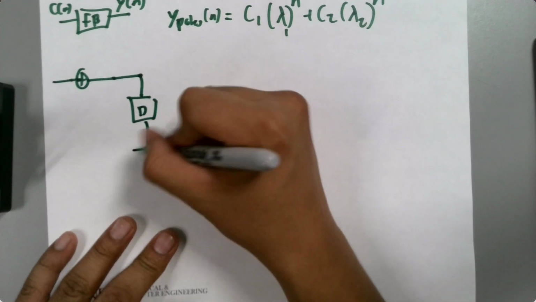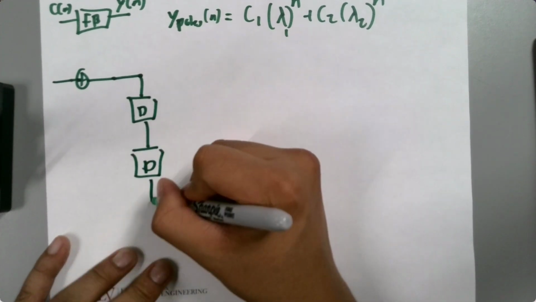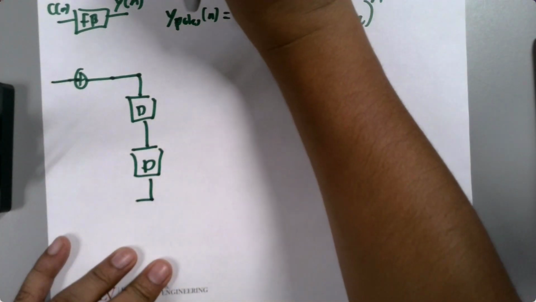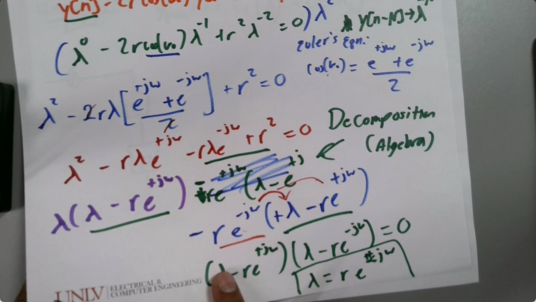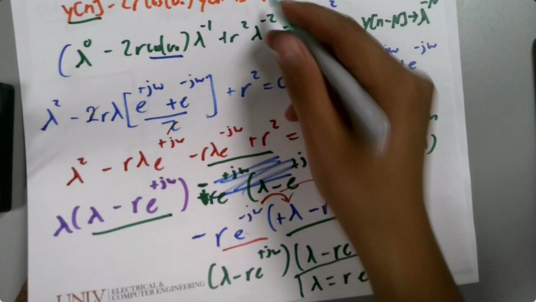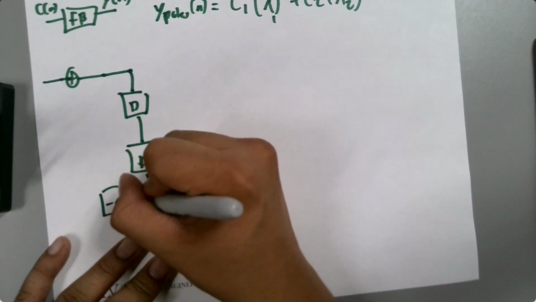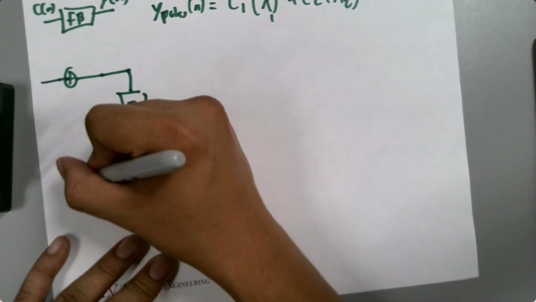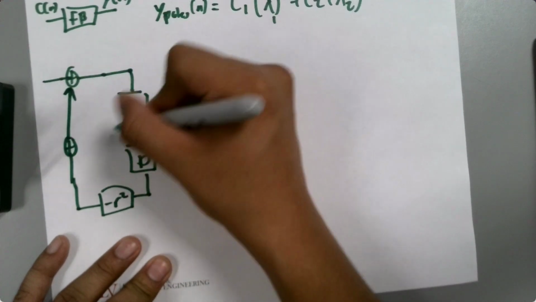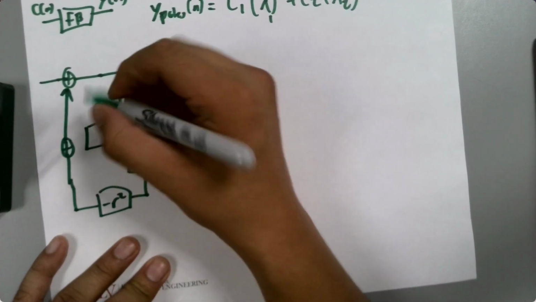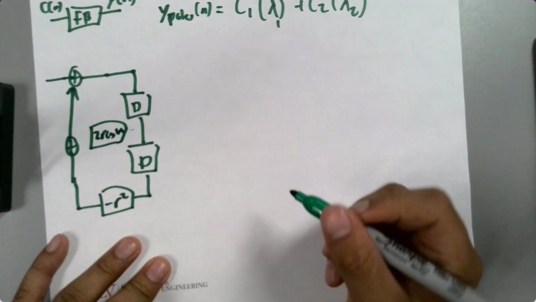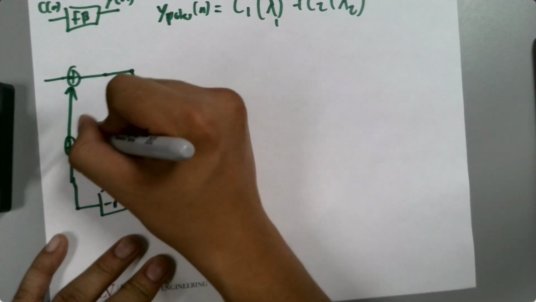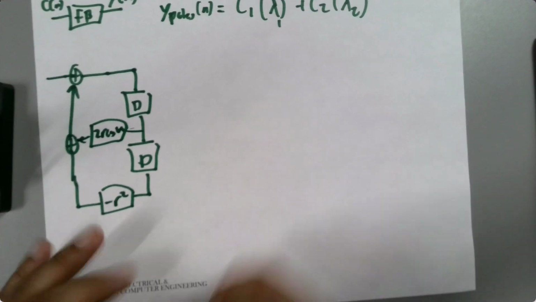D, because it's second order. And then, do you want me to skip steps on this one? Okay, I'm going to show you this. I don't want to waste too much time. Minus r squared. And then this right here is positive 2r cosine omega. Okay? I'm just building something for you guys. We're just building this.